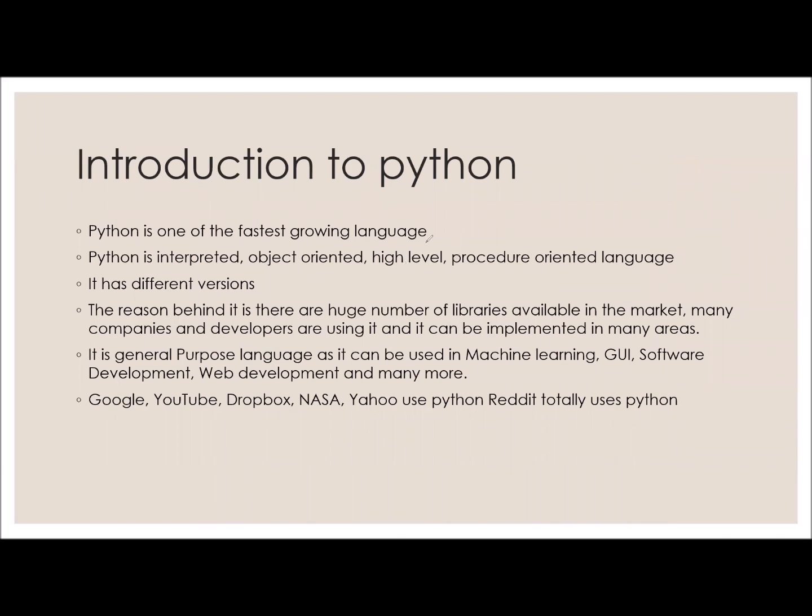So this is a high level language. C is a high level language. Whenever we are writing some language in English, it is a high level language. It is an object oriented language, which we will discuss. And also we can apply procedure oriented language methodologies to Python.